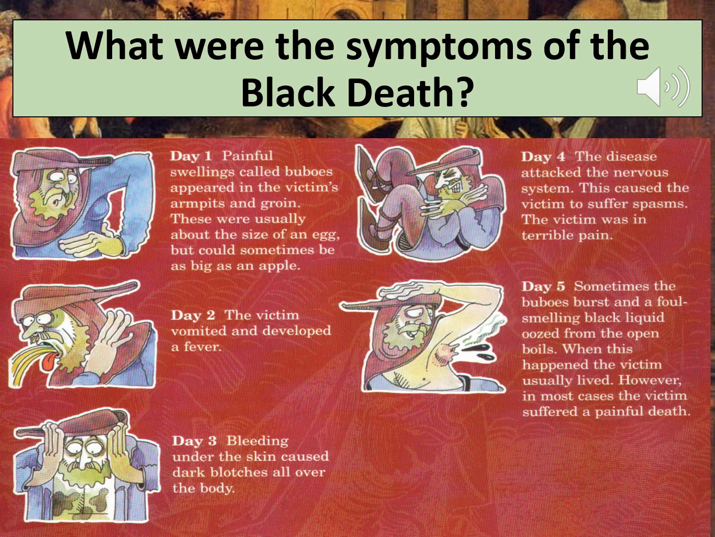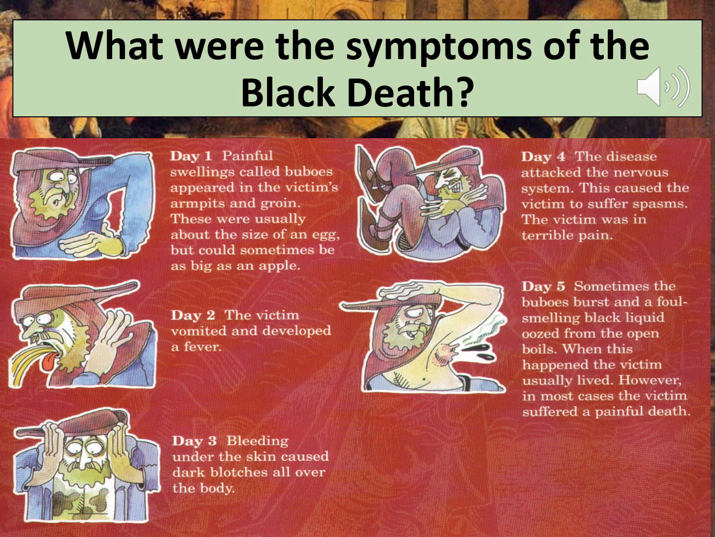By day 3, there was bleeding under the skin, which caused dark splotches all over the body. On day 4, the disease started to attack the nervous system. This meant that the victim started to suffer spasms. This is where your body violently reacts and you can't control it. The victim at this point was in terrible pain.